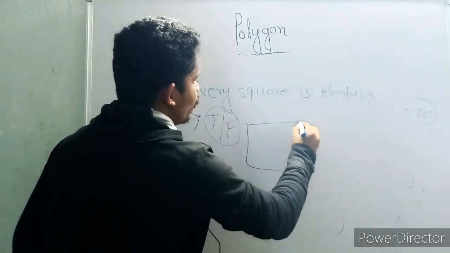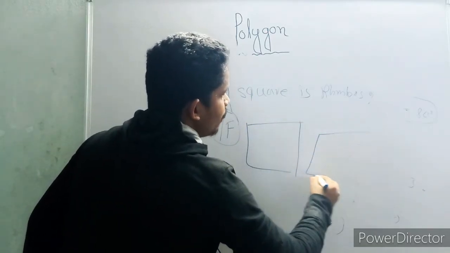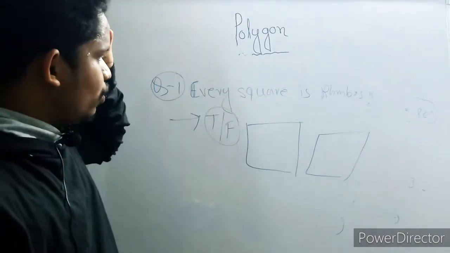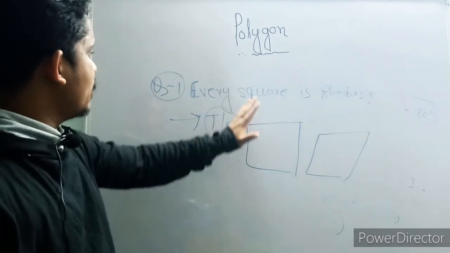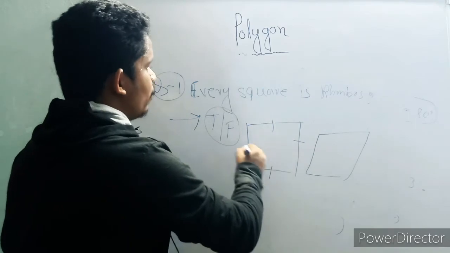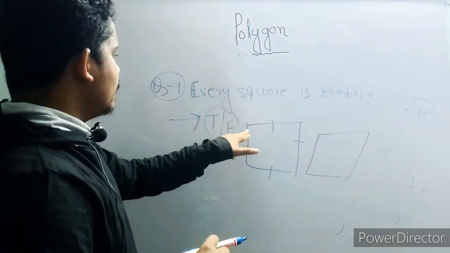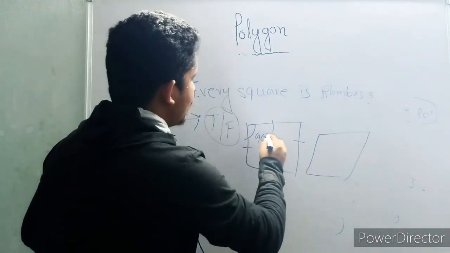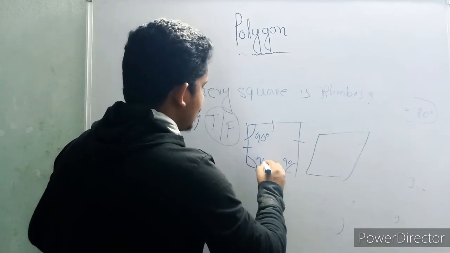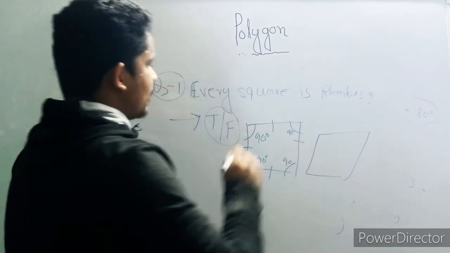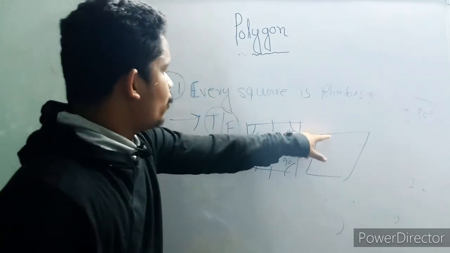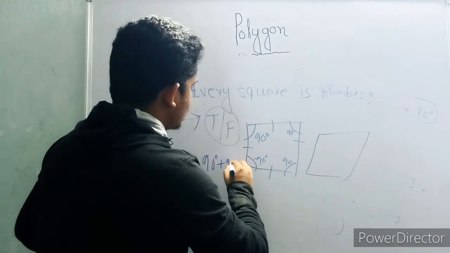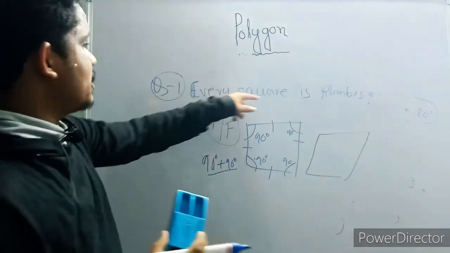Now I will compare the properties of a square and the properties of a parallelogram. To be a rhombus, you need four sides to be equal. In the case of a square, four sides are equal. To be a rhombus, you need two opposite angles to be equal. In the case of a square, this is 90 degrees, this is 90 degrees, this is 90 degrees, and this is 90 degrees, so two opposite angles are equal. To be a rhombus, you need two adjacent angles to sum to 180 degrees. So 90 degrees plus 90 degrees. So we can say that every square is a rhombus.